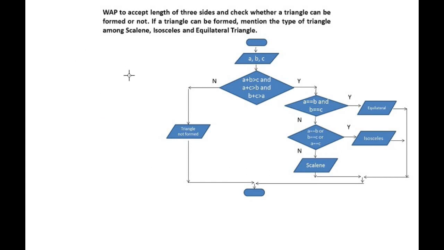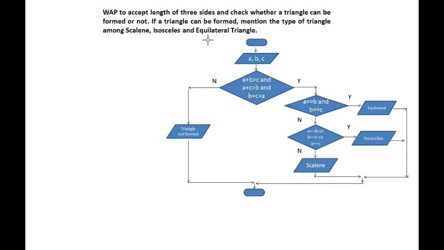Now it is not just to tell you whether the triangle is possible or not. In this program, if a triangle can be formed, mention the type of triangle among scalene triangle, isosceles triangle and equilateral triangle. Now what are these? A scalene triangle is a triangle where all 3 sides are different, they are not equal to each other. An isosceles triangle has only 2 sides equal, the third side is not equal. And an equilateral triangle has all 3 sides equal.